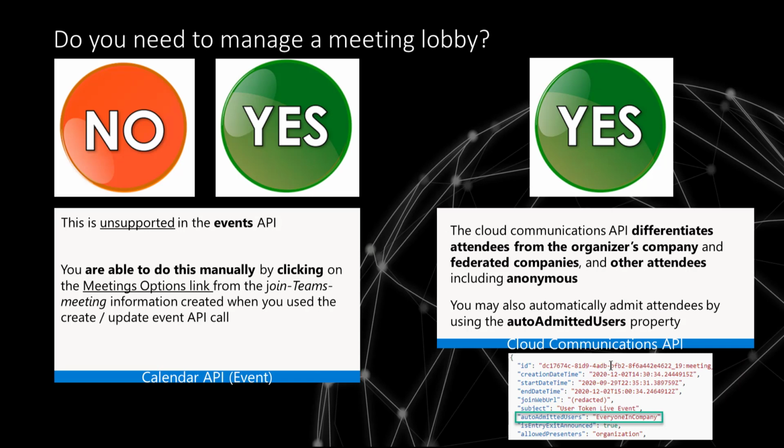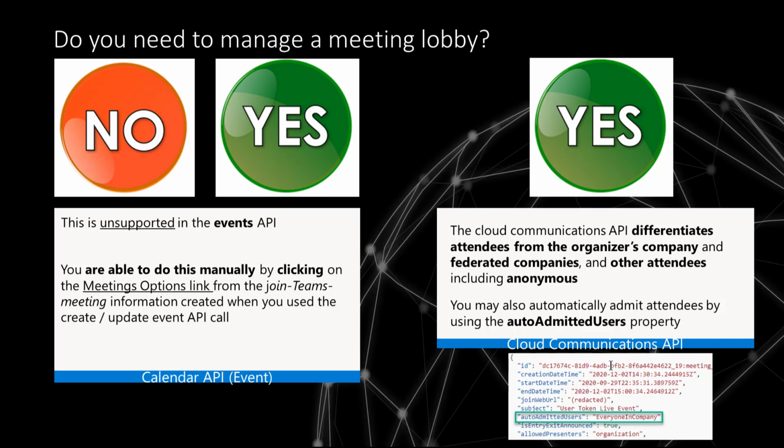This one, do you need to manage a meeting inside the lobby? And that's the reason why I mentioned before that this one's a little bit tricky. It is unsupported in the Events API. However, if you were to create an online meeting using the Calendar Events API, it would have a link inside Microsoft Outlook for meeting options. And if you click on that link for meeting options, you will be able to affect changes there.